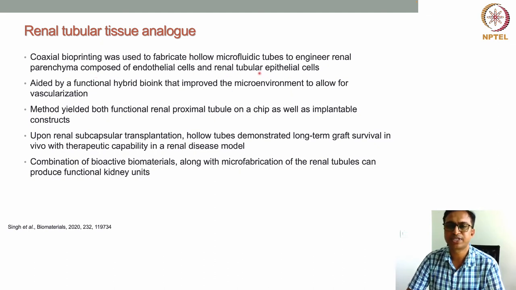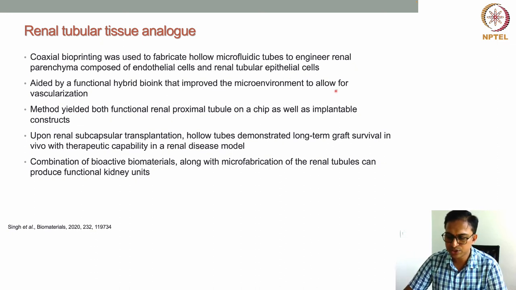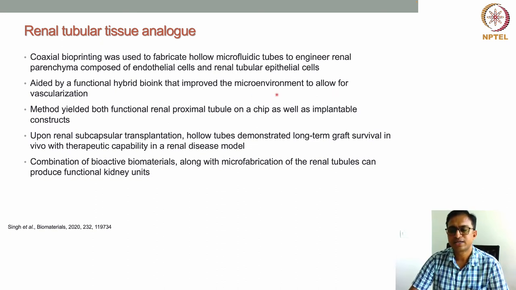So these two cell types they have used to generate this kind of renal parenchyma. The function was improved because they used a functional hybrid bioink, where they used kidney tissue-specific decellularized matrix along with other material to improve the microenvironment, because decellularized kidney tissue has certain bioactive factors and cues that promote the function of these cells. They provide a natural, mimicking biochemical and biophysical environment, and that also helps to allow for the vascularization process.